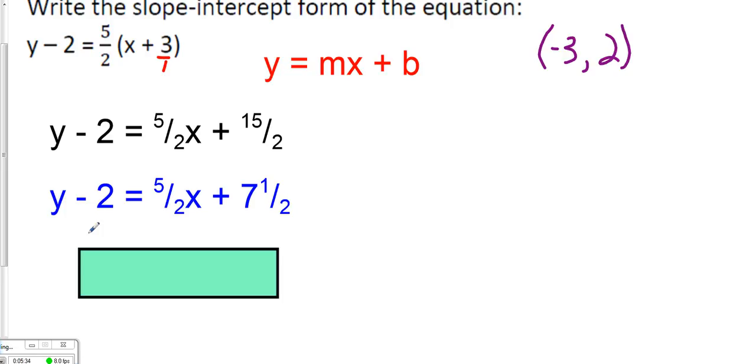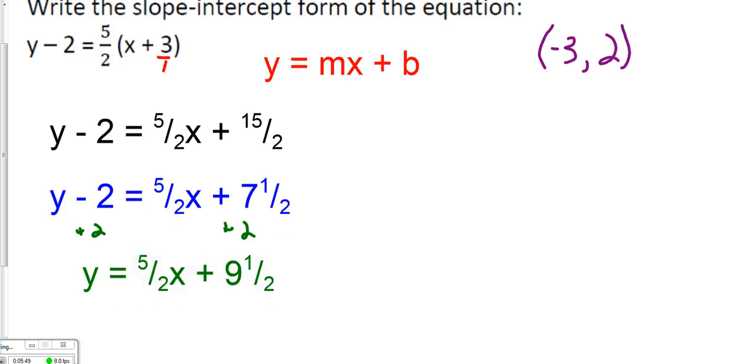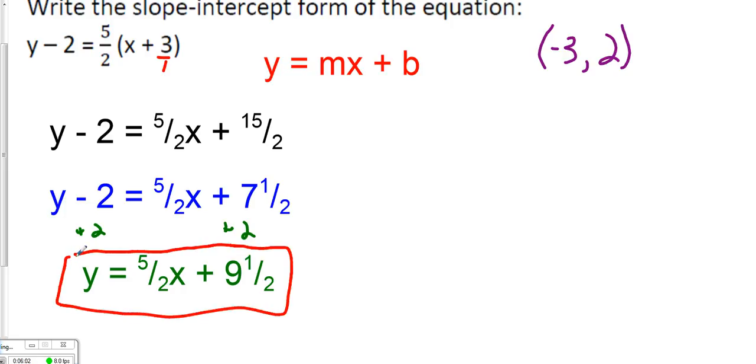Now, to get y alone, we just add 2 to both sides. Add 2, add 2. It's easier to add 2 to a whole number 7 than to this fraction here. So that's why we switched it over. When we do that, y is all alone now. y equals 5 halves x plus 9 and 1/2. So this would be our slope-intercept form of the equation.